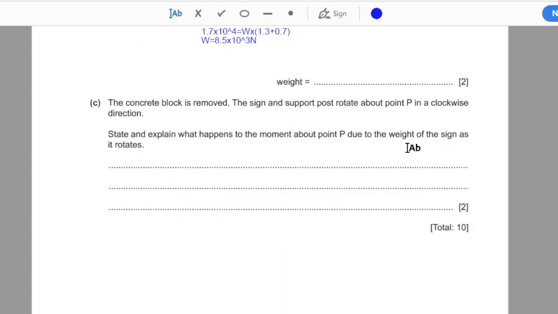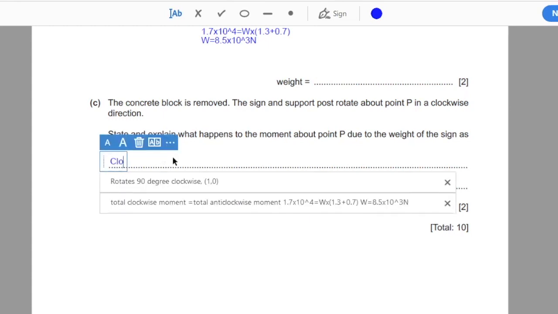Part C, the concrete block is removed. The sign and support post rotate about point P in a clockwise direction. Of course, there's nothing to counter the clockwise moment, so it's going to move only in the clockwise direction. State and explain what happens to the moment about point P due to the weight of the sign as it rotates. Okay, so the clockwise moment will of course increase, and as a result, the perpendicular distance between the center of weight of the sign and P will increase.